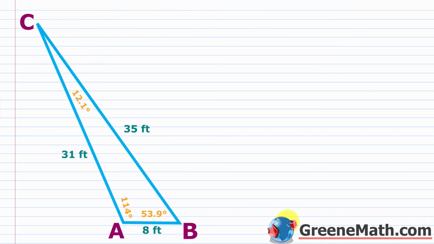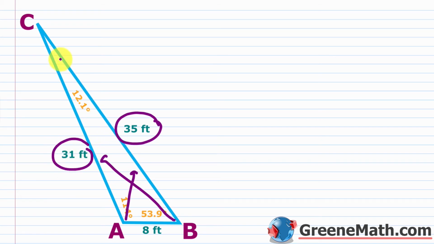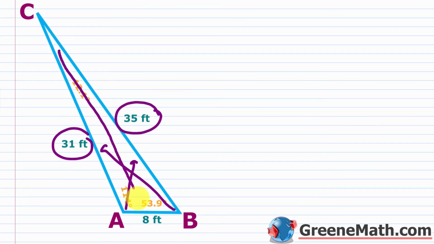So let's go down and look at a little sketch here. So I have angle A is 114 degrees. And again, opposite of that, you have the 35 feet. Angle B is 53.9 degrees. Opposite of that, you have 31 feet. Angle C is 12.1 degrees. Opposite of that, you have 8 feet.